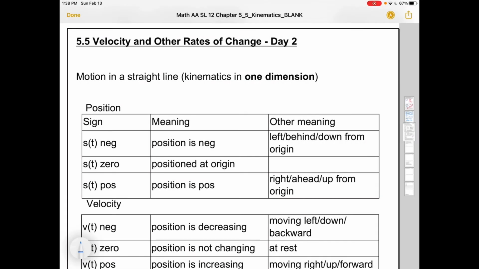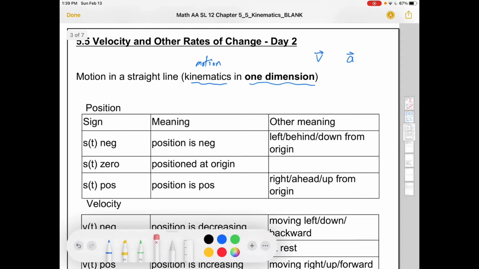Hi folks. Today we're going to look at some definitions for velocity and other rates of change when we talk about kinematics, or mathematics of motion. And we're only doing this in one dimension. So often if we talk about velocity, we'd be talking about vectors. But since we're only in one dimension, we can probably get away with just calling them functions.